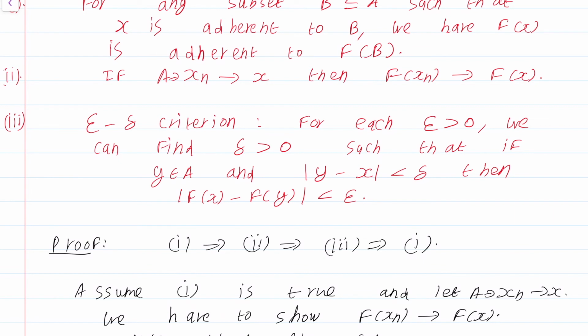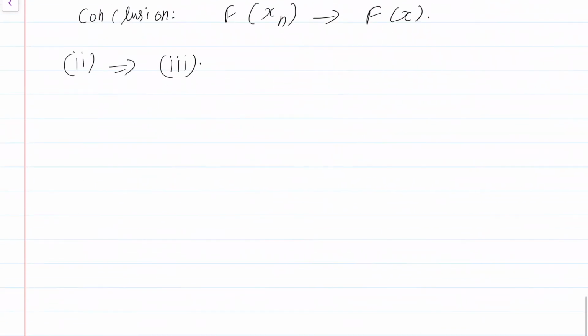So what do we do? Well, think about this for a second. How can 3 fail to be true? The only way that 3 can fail to be true is for some epsilon greater than 0, we cannot find delta greater than 0 such that something happens. That means for some epsilon greater than 0 and for all delta greater than 0, there must be a point y in A with mod y minus x less than delta such that mod f of x minus f of y is greater than epsilon, right? So let's see how to do that. Assume 3 is false.